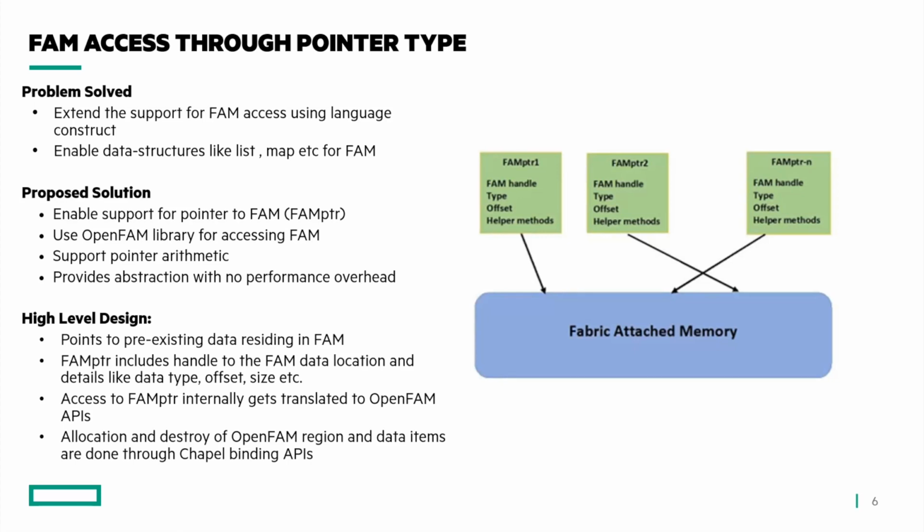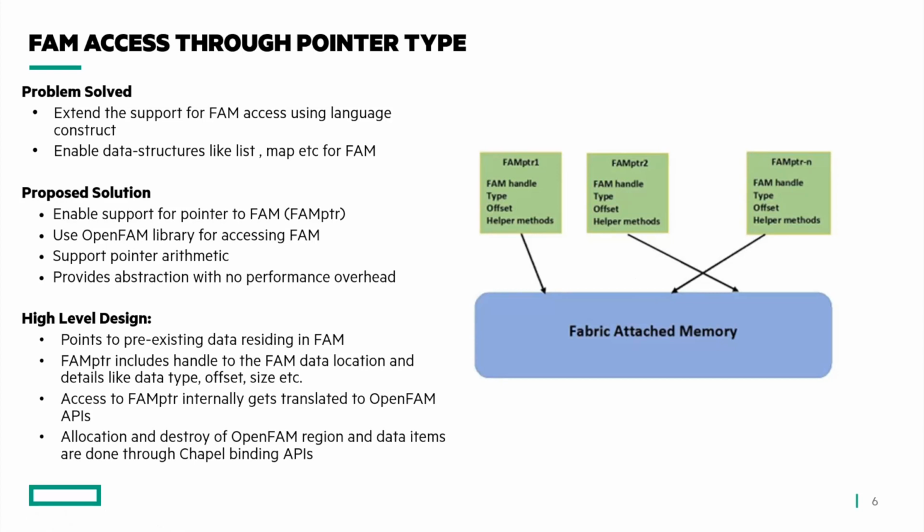With this, at a high level, our solution enables creating pointers to point to the pre-existing data on FAM. This pointer basically includes all the required information like the OpenFAM handle or descriptor, the size or the type of the data that it should point to, and the offset information in order to locate the corresponding data on FAM. And this FAM pointer also includes methods to help convert the pointer access into the FAM data access. In this way, the FAM pointer acts as a wrapper to the low-level Chapel binding APIs, making the access to FAM simpler for the Chapel developer.